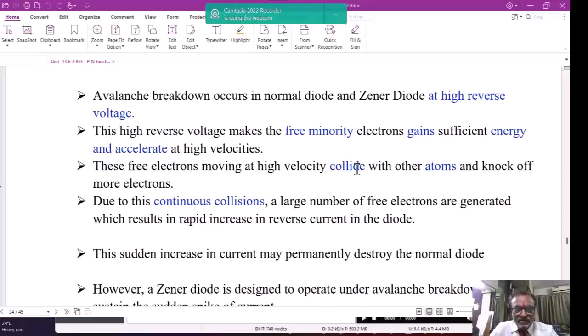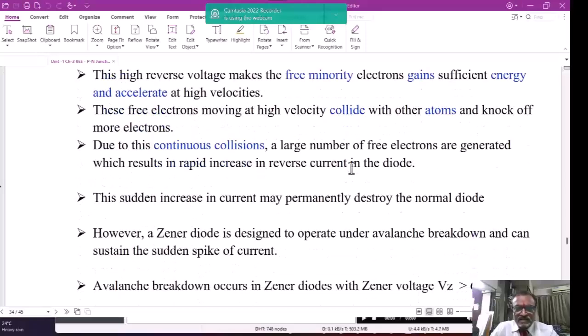So the collision of one electron with an immobile ion liberates one additional electron. So one becomes two. Again they are accelerated with high velocity. They strike again with another immobile atom and liberate additional 2 electrons. So 2 becomes 4, 4 becomes 8. Likewise, this process is a multiplication process called avalanche multiplication.